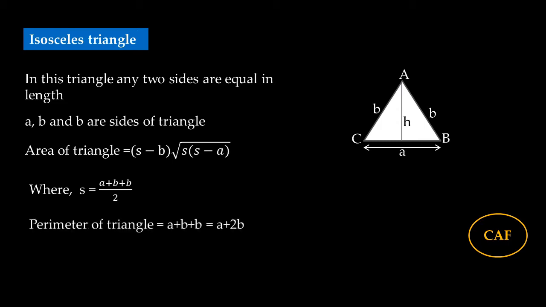and the perimeter of the triangle is the same thing, the addition of all sides, a plus b plus b, which is equal to a plus 2b.